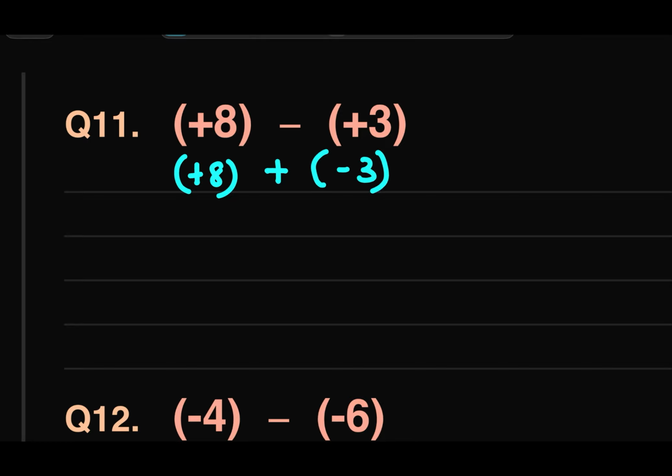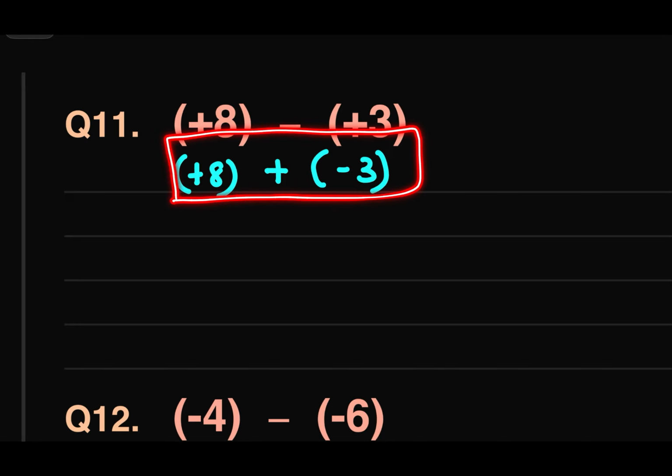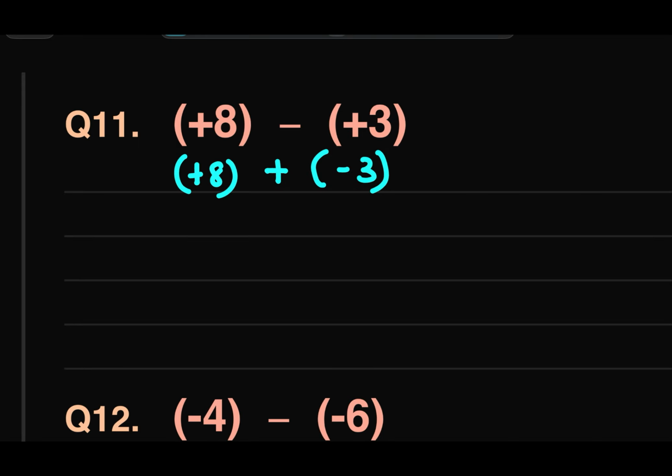Now what have we done? We have made this an addition of integers. Now again apply the same rules that we have been doing so far. So plus 8 minus 3, we will subtract and write the sign of the greater number.